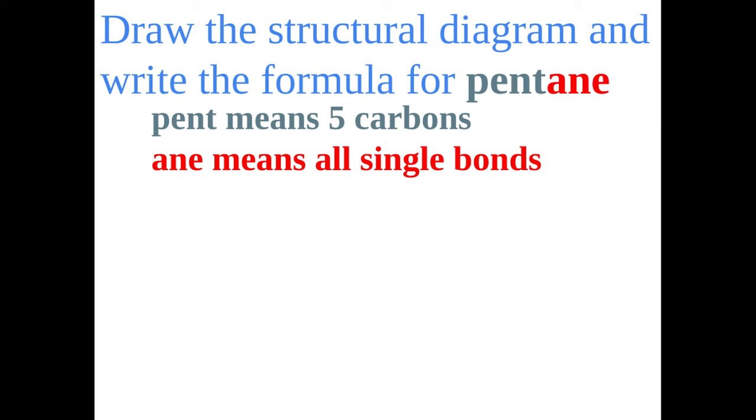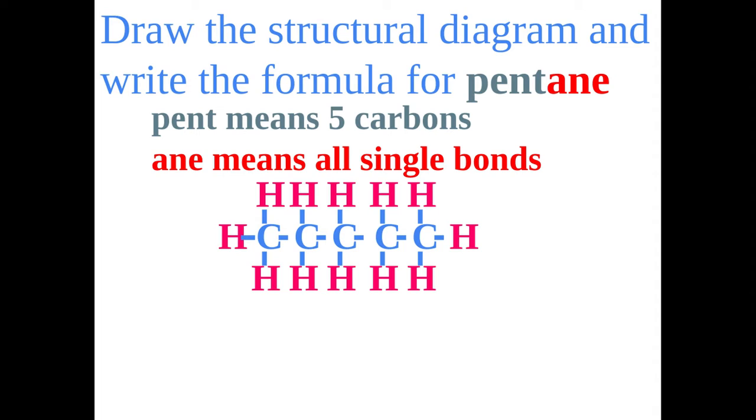Here's an example. If I have a structure and it's called pentane, notice the 2 different colors. The pent means that there are 5 carbons. The ane means all single bonds. So if I were to draw this out, here's what pentane would look like. I've got 5 carbons in a row, and they're all singly bonded to one another. And then I make sure that all the carbons are bonded to 4 things. I fill up all the remaining spots with hydrogens.